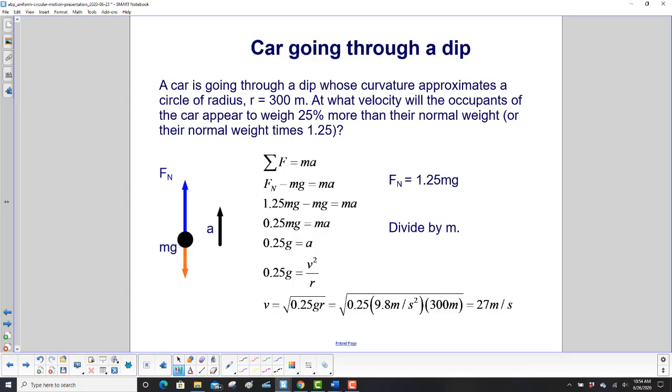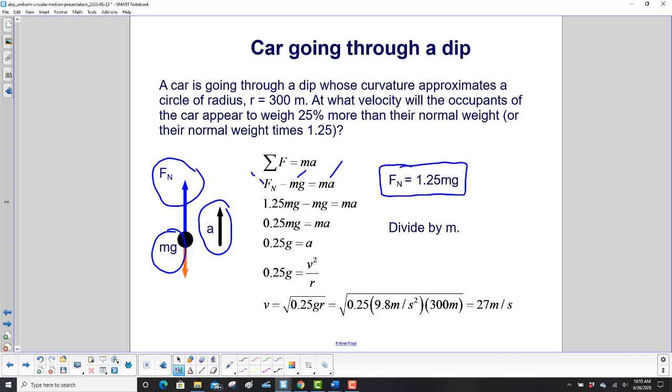Our free body diagram at the bottom of the dip, because that's where you'll weigh the most: we have the normal force pushing up on the person, mg going down, of course, and the acceleration is up towards the center of the imaginary circle there. We sum our forces. We have normal, positive, mg, negative, ma, positive. We substitute in 1.25 mg for the normal force. You feel like you weigh 1.25 times your regular weight. Probably should use the word regular instead of normal.